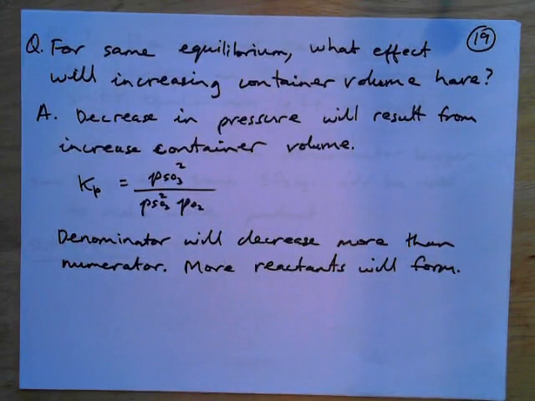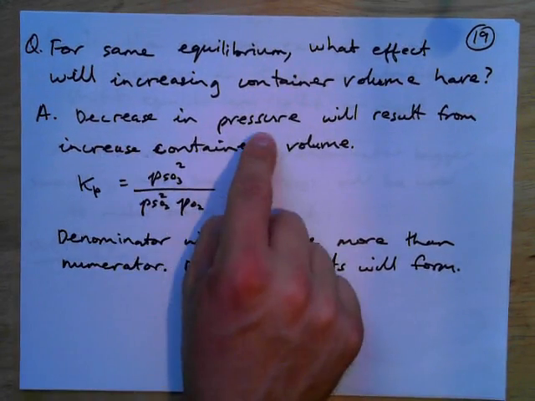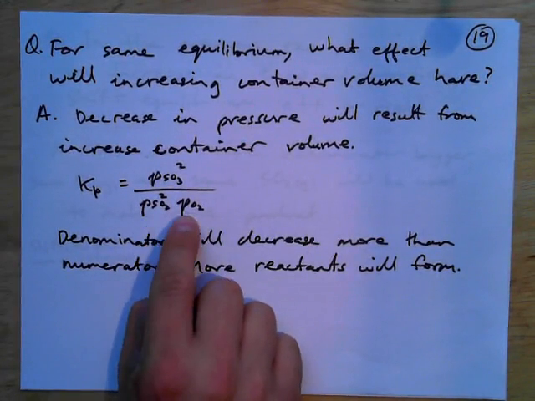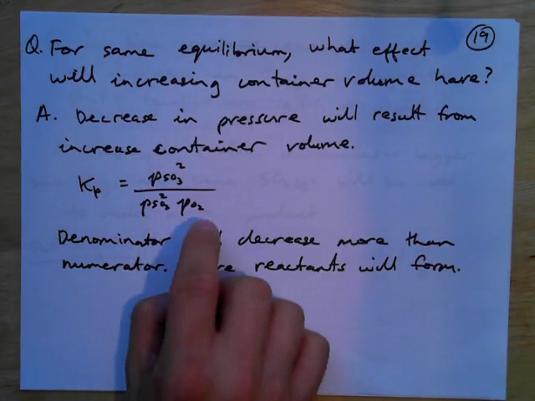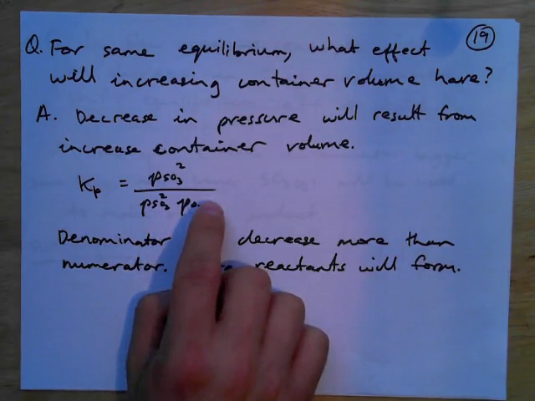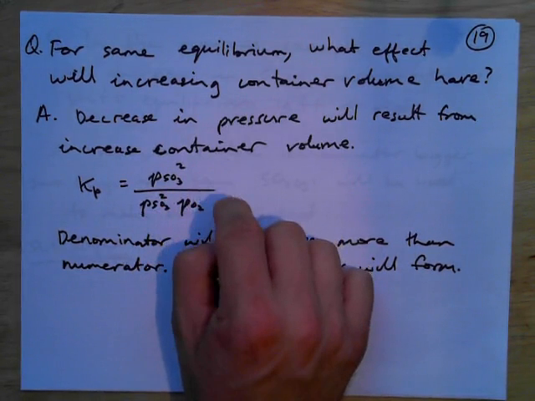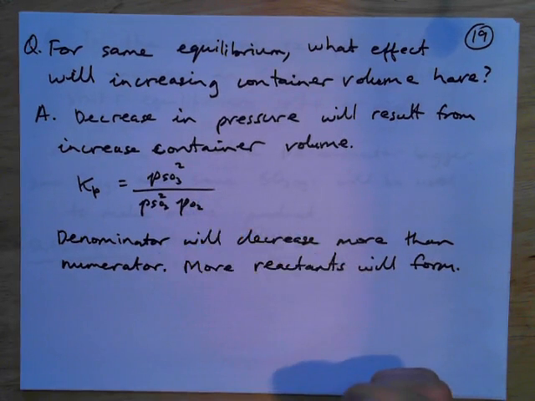So for the same equilibrium, what effect will increasing the container volume have? Well, if we increase the container volume, we decrease the pressure. Okay, so we decrease the pressure, that will have a greater effect in the denominator. The greater effect will always come with what's got the largest powers. And so the denominator has the largest powers, so a decrease in pressure will affect this the most, which means it will reduce the most, which means that the numerator will be bigger than what it should be compared to the denominator. So that means it will push it backwards to make more reactant. Okay, so the denominator will decrease more than the numerator, more reactants will form to compensate.